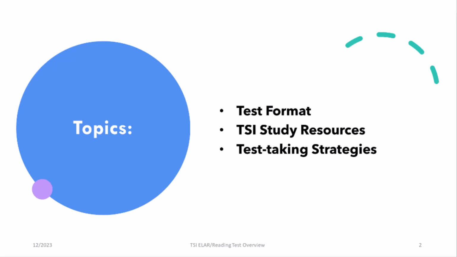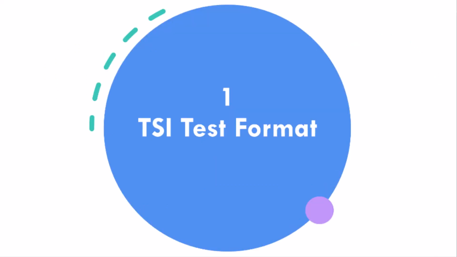Topics to be discussed in this presentation are how the test is formatted and organized, useful study resources to help with preparing to take the TSI English Language Arts and Reading Test, and helpful test-taking strategies. The first section of the presentation will discuss how the test is organized and what types of reading and writing skills will be tested.